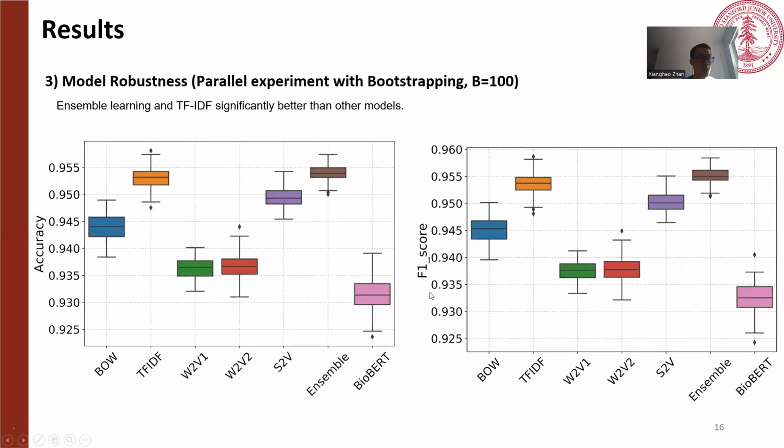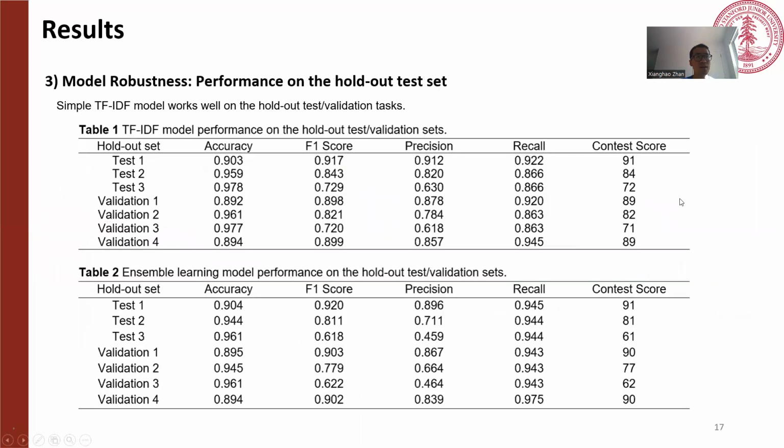And we have also shown the result for accuracy and F1 score. Here we still see that the ensemble learning model is performing the best, and TF-IDF is following the ensemble learning models, and their performance is quite similar. But when we test our models on the holdout test dataset, here comes the result. It turned out that the simpler TF-IDF model works even better on the holdout test dataset.